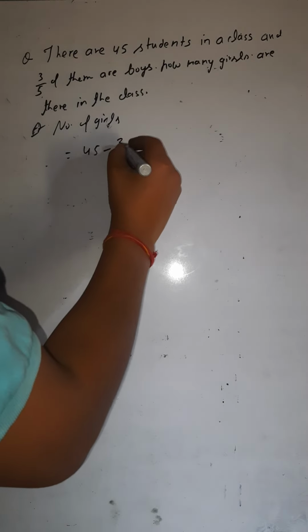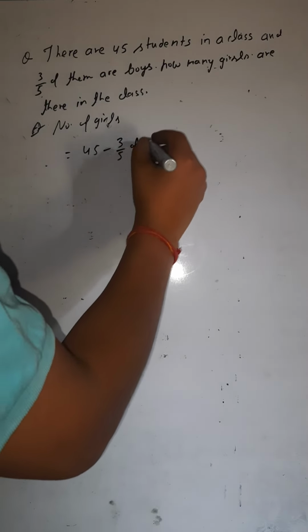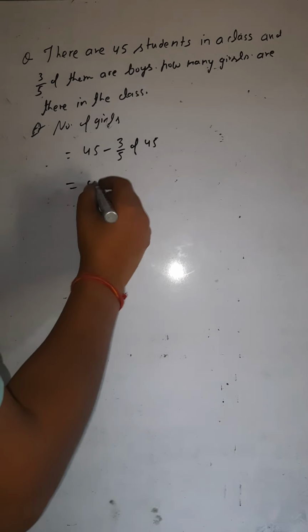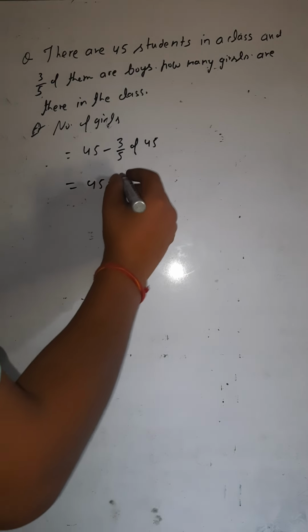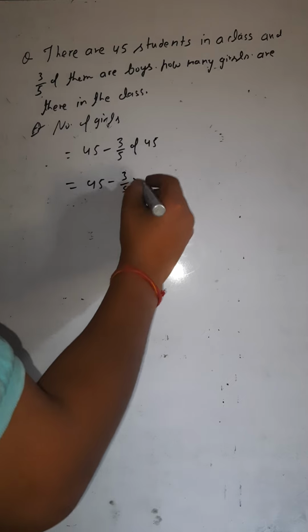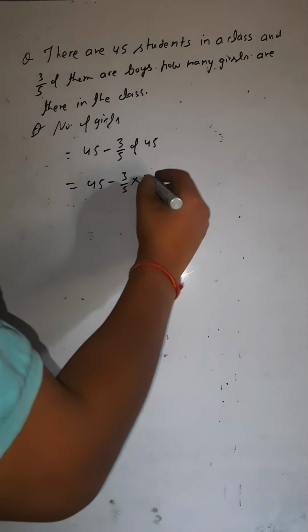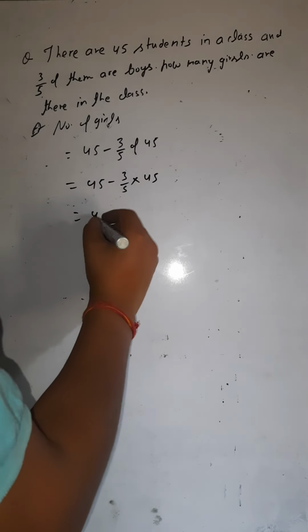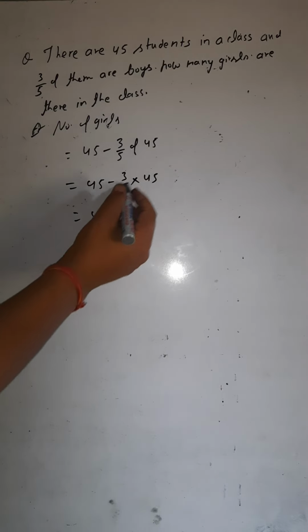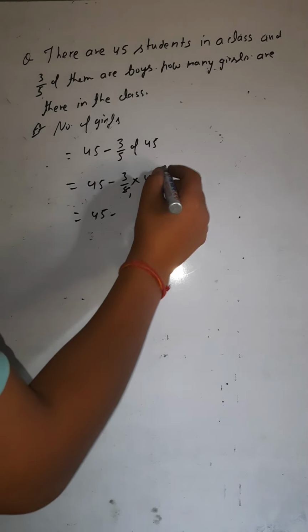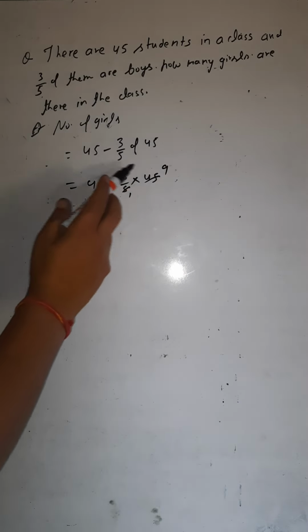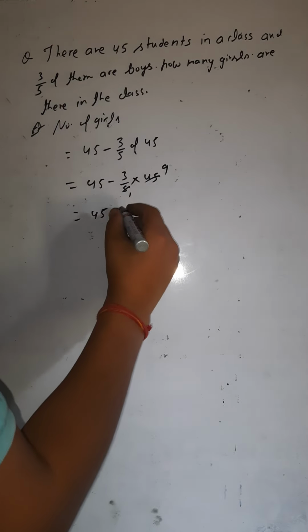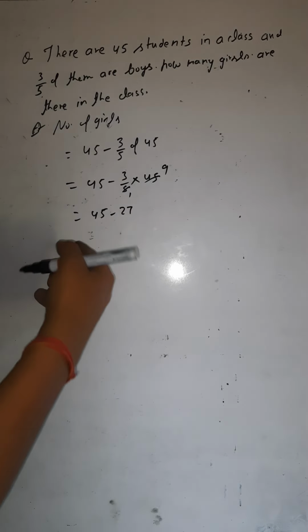How many boys are there? 3 by 5 of 45. So you would get your answer from here. 3 by 5 multiply, of means multiply, 45 as it is. So it would be 45 minus. You can cut here. 5 ones are 5, 5 nines are 45, and the answer would be 9 threes are 27 by 1 it is. So you can leave it.